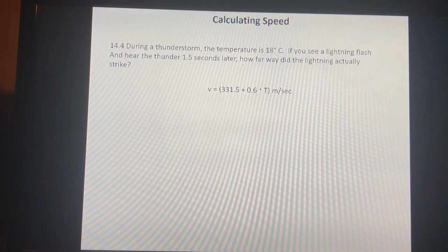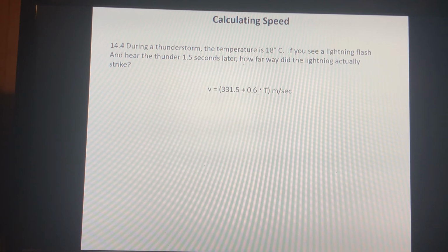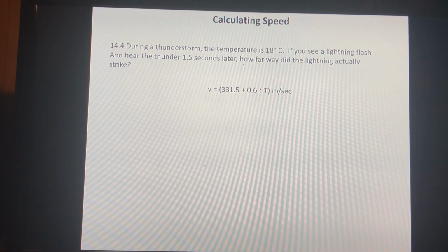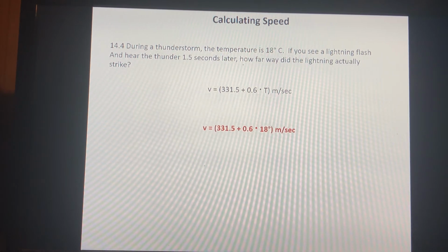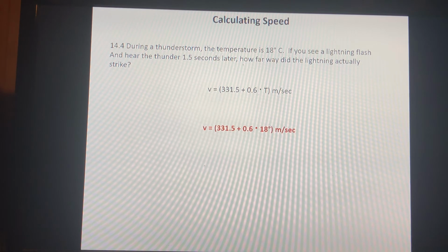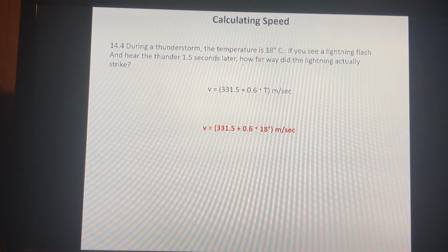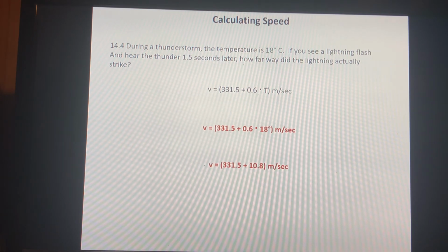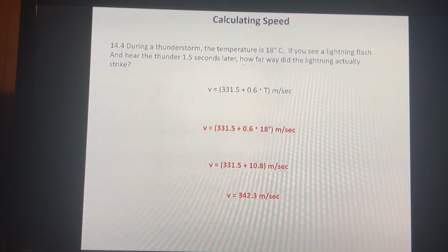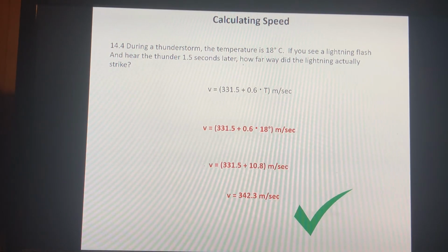We're going to do that by using our speed equation, 331.5 plus 0.6 times the temperature in Celsius, and we'll get meters per second. We're going to plug in 18 degrees Celsius. We're going to multiply 18 times 0.6 because of order of operations. We do multiplication first. We get 10.8. We're going to easily add that to 331.5, and we get a speed of 342.3 meters per second. That's pretty easy. All right, we got it right.